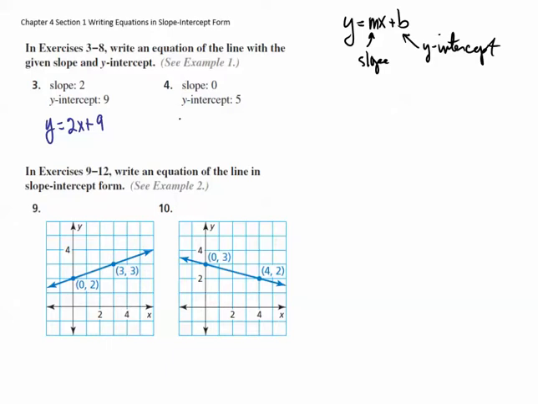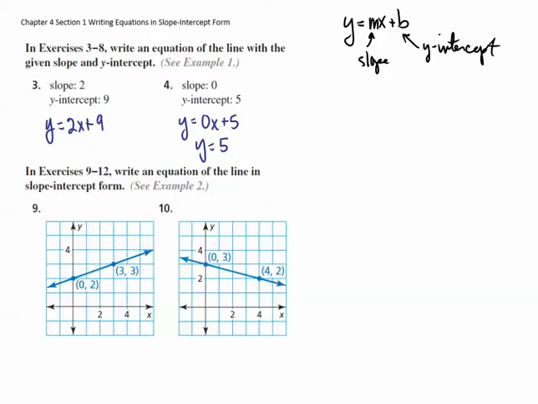In this case, y is 0x plus 5, which really just means y is equal to 5. That's a line with a slope of 0, which is a horizontal line where all the points have the y-coordinate of 5. So that's if we're given a slope and a y-intercept, we can construct an equation.